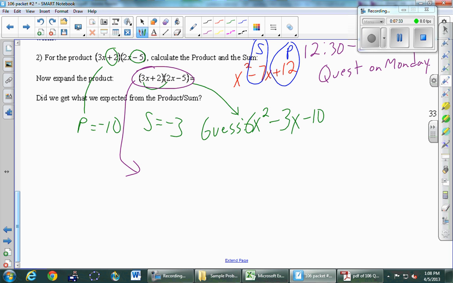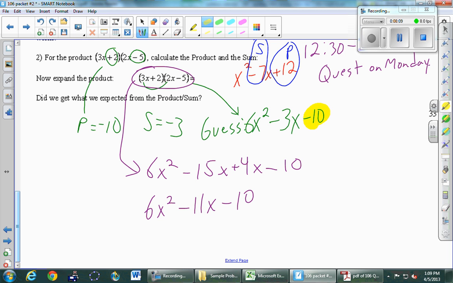But I don't want you to take my word for it. I want you to see it didn't work. So what do we get when we FOIL here? So first, what do we get? 6x squared, outers, minus 15x, inners, plus 4x, last, minus 10. Okay, so FOIL or lobster claw or something, and then we'll combine terms. 6x squared minus 11x minus 10.